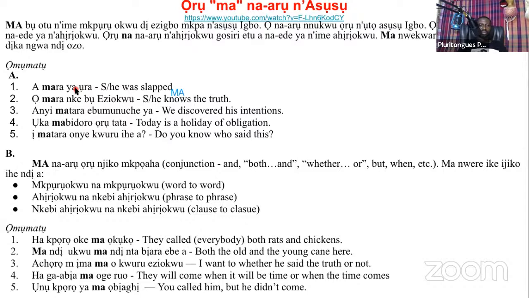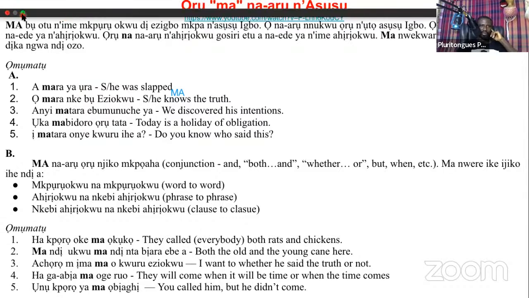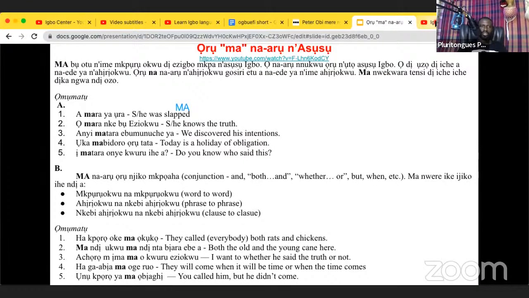Oka mabidoro ọrụ tata. The fifth one, ematara onye kwuru ihe. So it's still like the third one, matara. So that is some of the ways you can use the word ma. Here you see it functions as a verb in a sentence. So far, does anyone have any question, any comment?